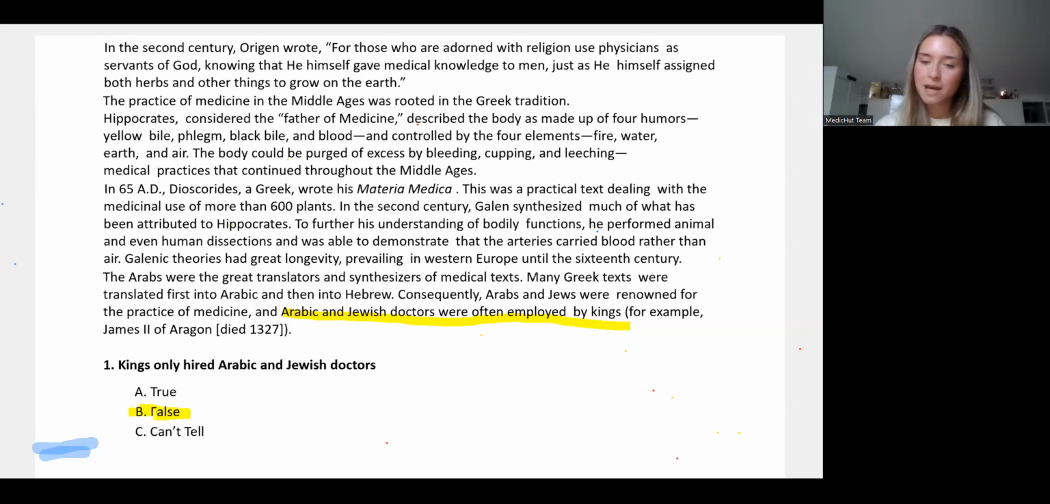So it's really important to pay attention to wording here. Because it says that Arabic and Jewish doctors were often employed by kings, when the question says that kings only hired Arabic and Jewish doctors, the answer is false. Because just because they were often employed doesn't mean that they were the only ones employed.